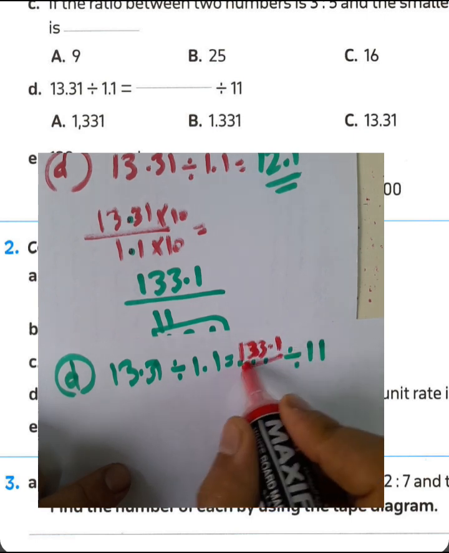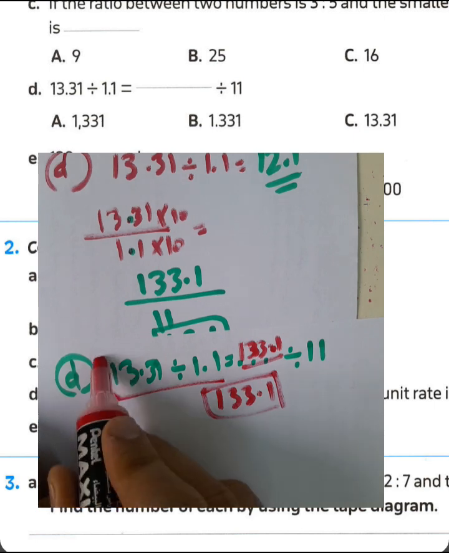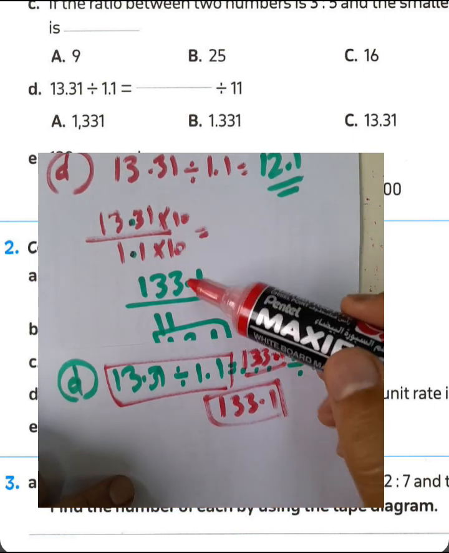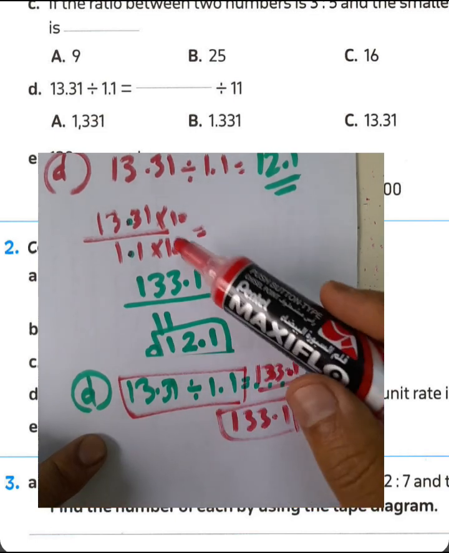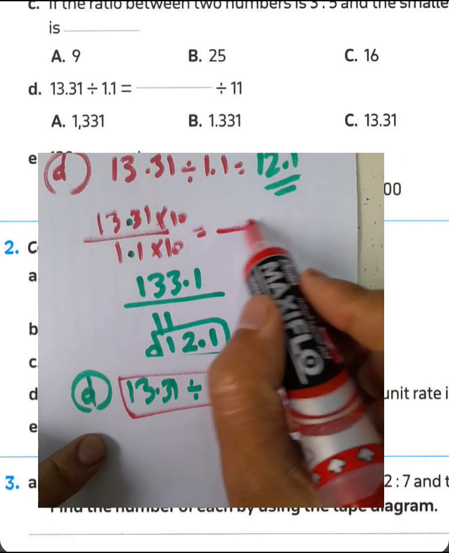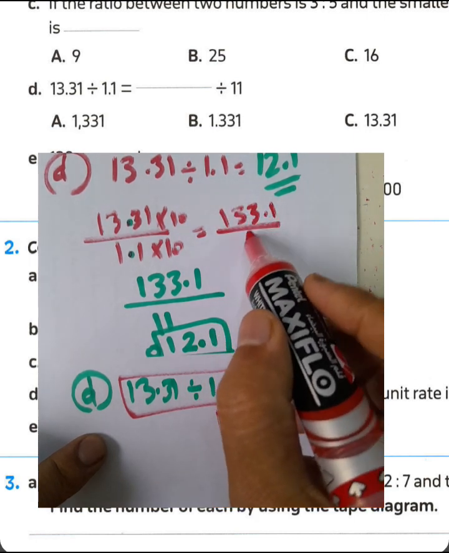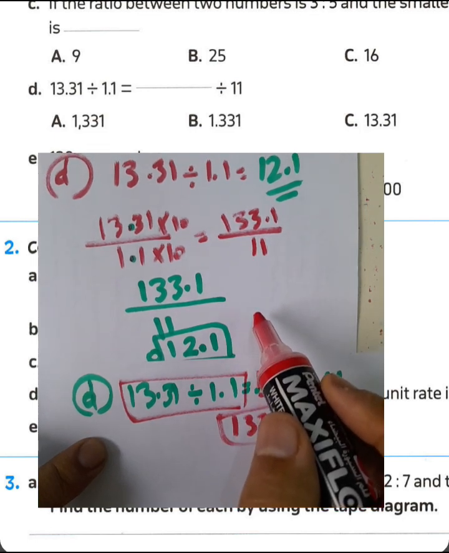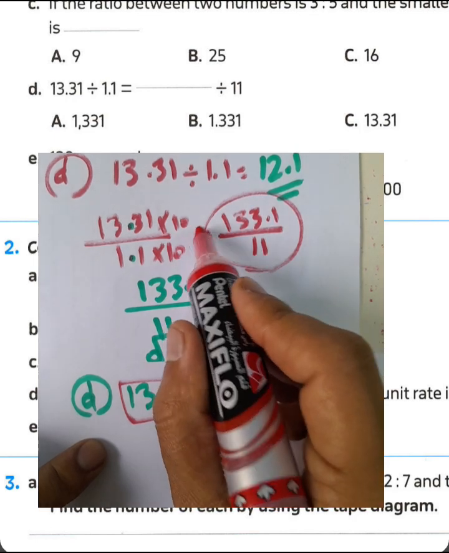Okay, it's the result: 133 and 1/10. In this example, the first step is to multiply the dividend and the divisor by 10 to cancel the decimal point. Then the result here is 133 and 1/10 divided by 11. Okay, understood?